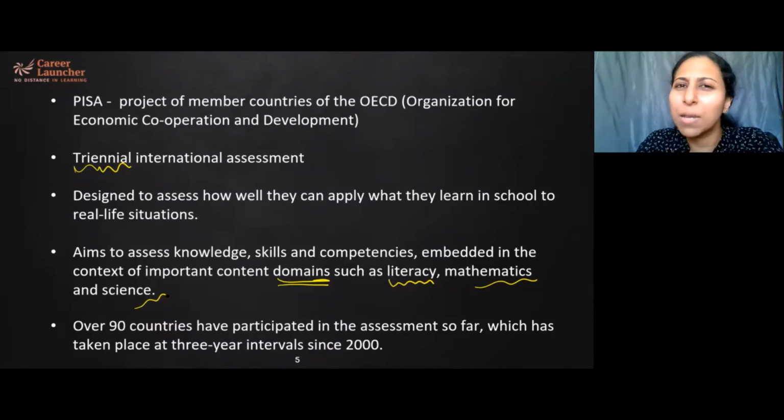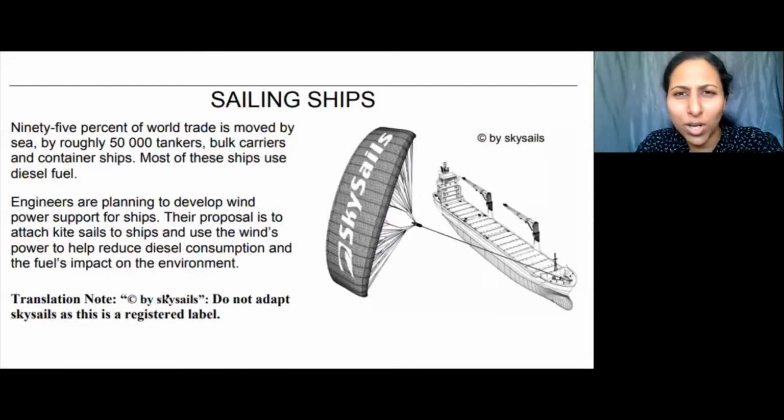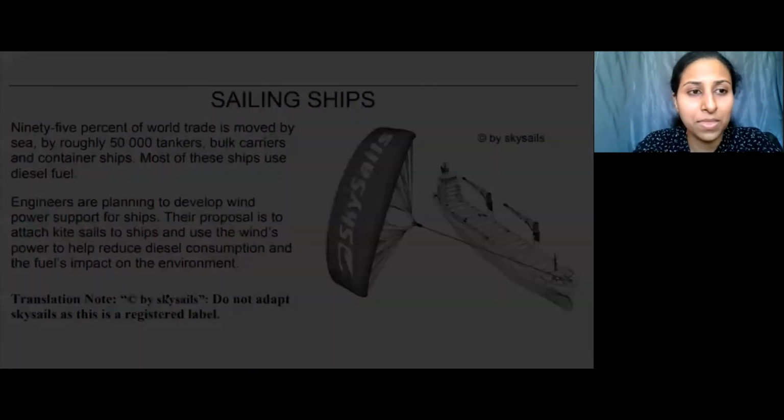Let us have a look at some of the types of questions which have appeared in PISA. This is one of the shorter questions from math which I found. This one was based on sailing ships. There's an interesting context of how engineers are planning to build wind power support for ships by using kite sails. That's what this particular question was about. And there's a passage to read where you need to collect some information about what the questions following this passage would be asking.